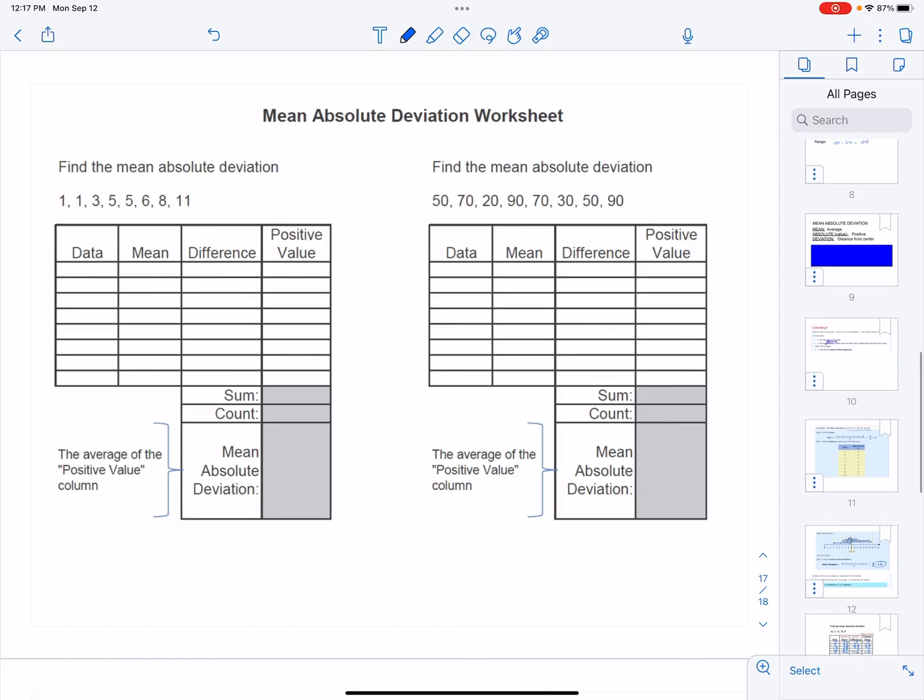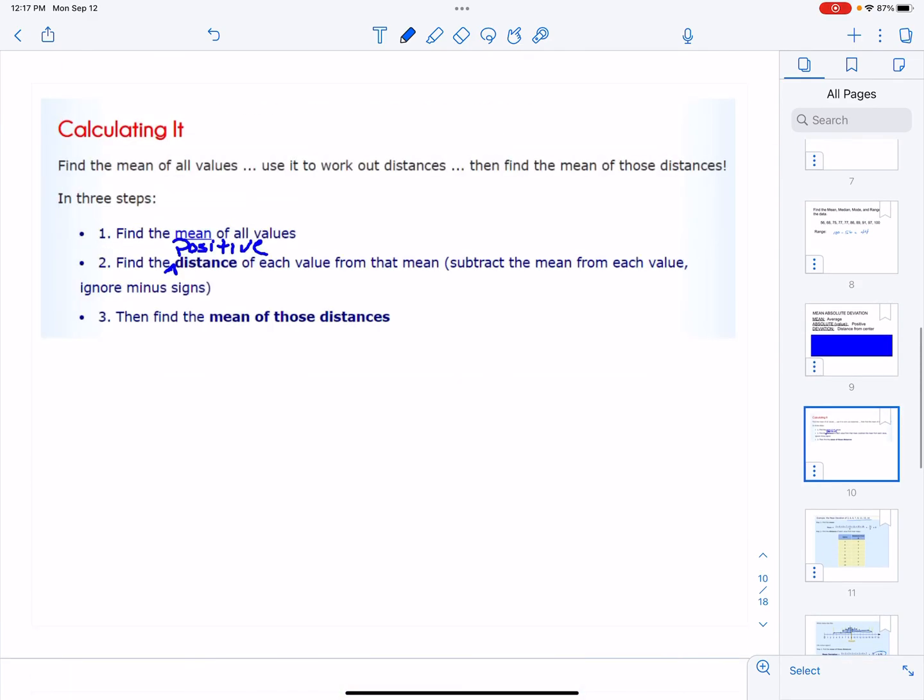So again, to find mean absolute deviation, there are 3 steps. Find the mean of all the data. Find the positive distance between the data point and the mean, and then find the mean of all those differences.